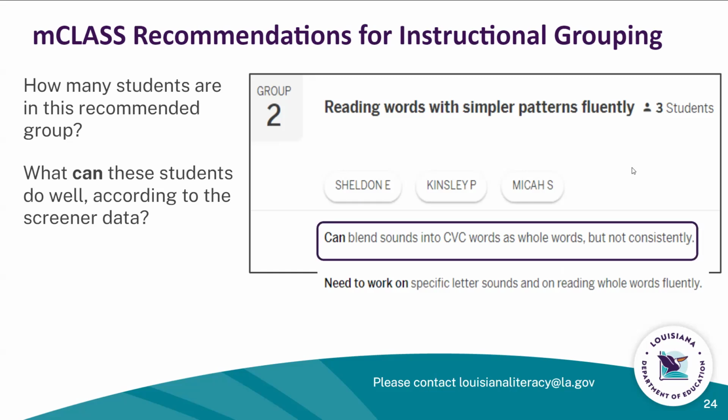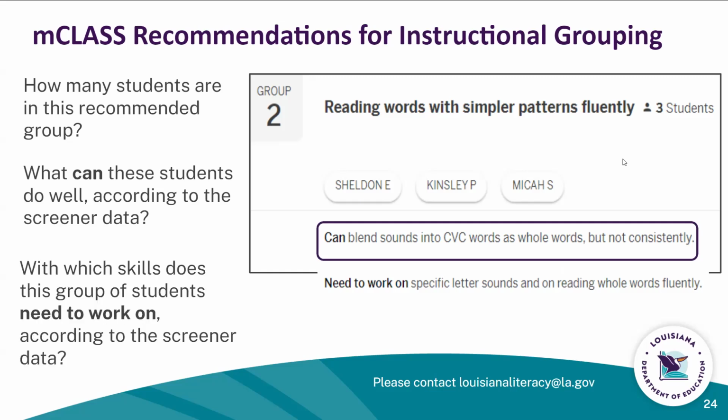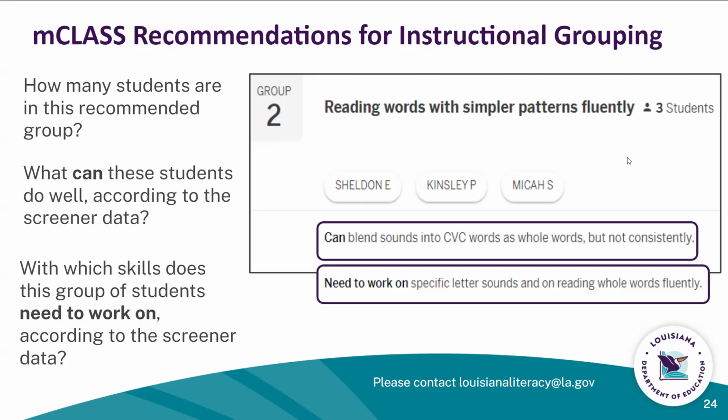We can see that group 2 consists of 3 students, Sheldon, Kinsley, and Micah. And all three of these students can blend their sounds into CVC words as whole words, but not consistently. With which skills does this group of students need to work on according to the screener data? These three students need to work on specific letter sounds and on reading whole words fluently.